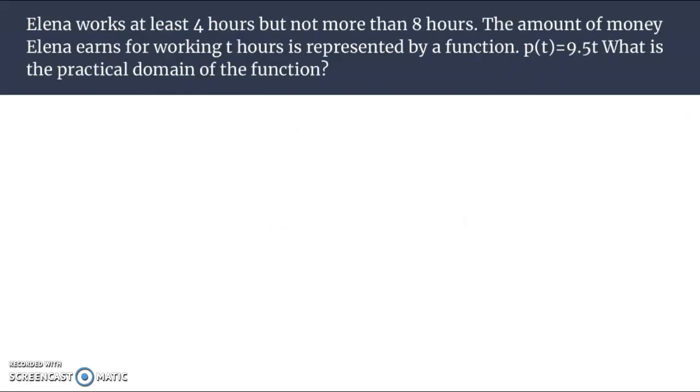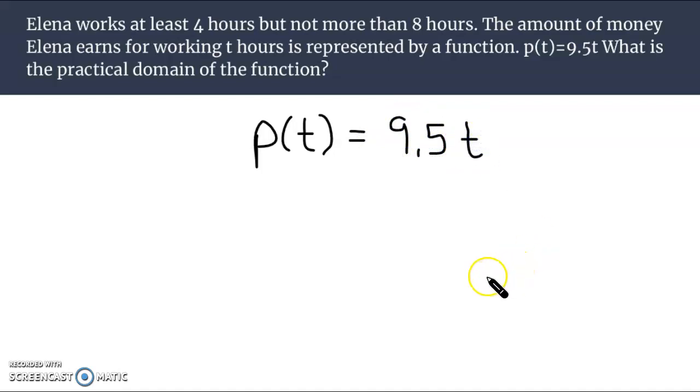Let's look at another one here. Elena works at least 4 hours, but no more than 8 hours. The amount of money Elena earns for working t hours is represented by the function p of t equals 9.5t. What's the practical domain? Instead of f of x, x and y, we're using t and p. And 9.5t says apparently she's getting $9.50 for each hour that she works. The practical domain, based on that first sentence, is at least 4, but no more than 8.